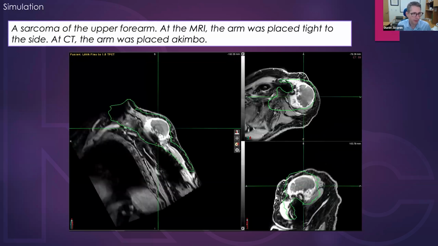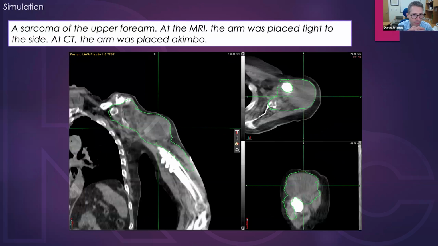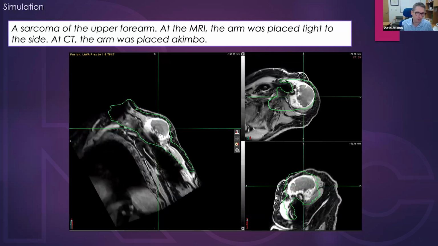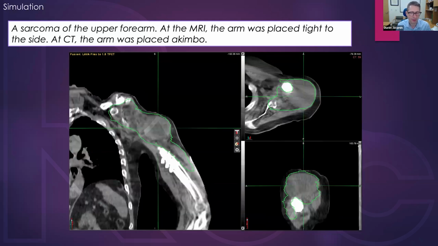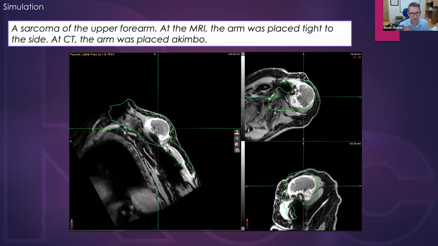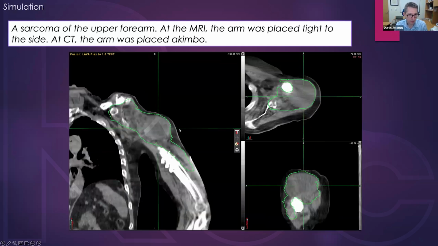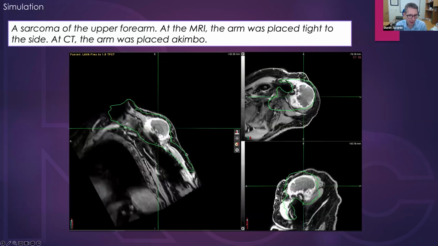This is, I think, a more extreme case. This is a sarcoma of the upper arm. This is the patient with the arm that was placed down and at their side. At the MRI, the arm was placed tight to the side of the patient, but of course at CT, we placed it akimbo to give ourselves a little bit more space and to reduce the amount of skin-to-skin contact that can cause a skin reaction. So this fusion was a little bit more difficult because the relationship between the shoulder and the arm changes as the arm rotates away from the body. In general, the fusion of the primary tumor here right in the middle is pretty good, and then the accuracy of the fusion gets a little bit worse as you go up and down.